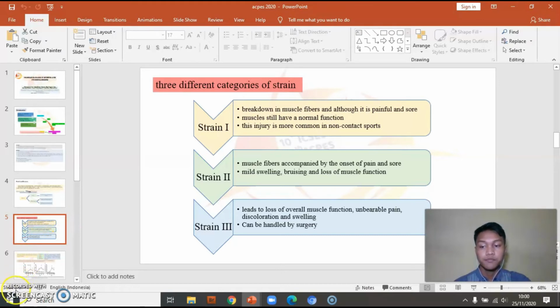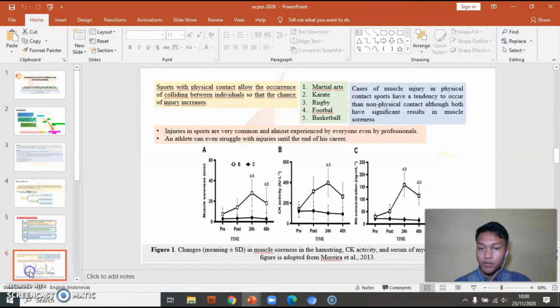Okay, the next page. Okay, this page, you can see a figure 1 in muscle soreness in the hamstring, and serum of myoglobin concentration. Figure is adopted from Moreira.